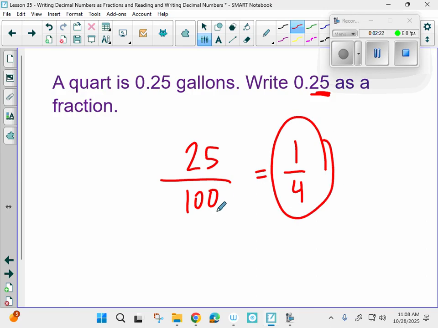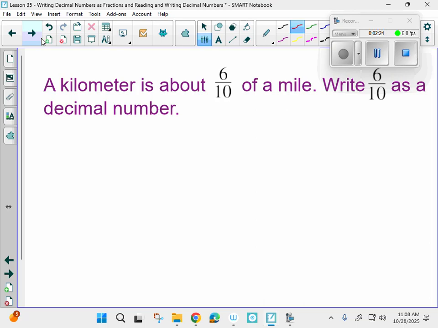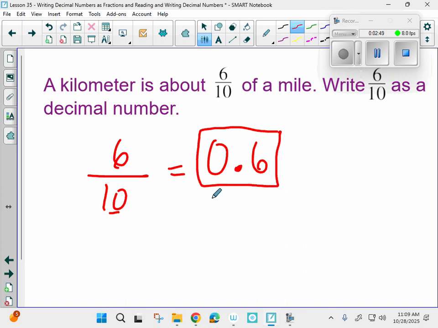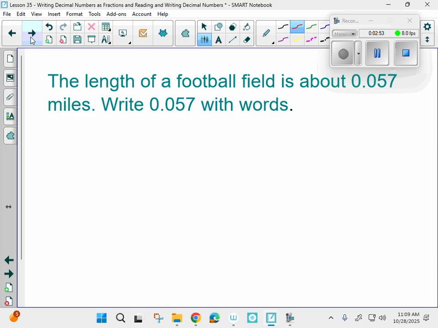All right, a kilometer is about 6/10 of a mile. Write 6/10 as a decimal. So I have 6/10. This is the same as, what do you think, Josie? 0. Yes, 0 and 6/10, right? So 6/10 is in the tenths place, or think of this as 1 zero, so it goes right in that first spot, okay?